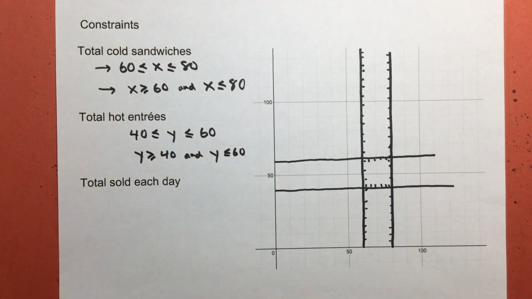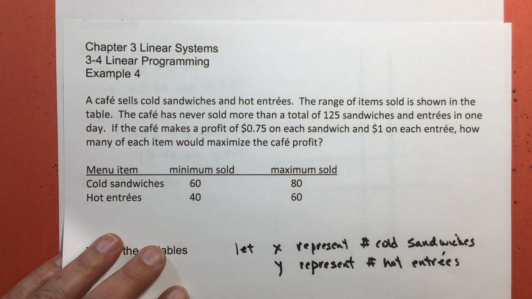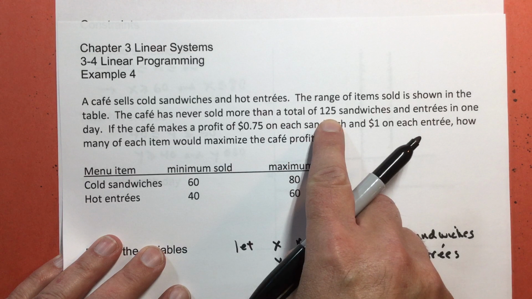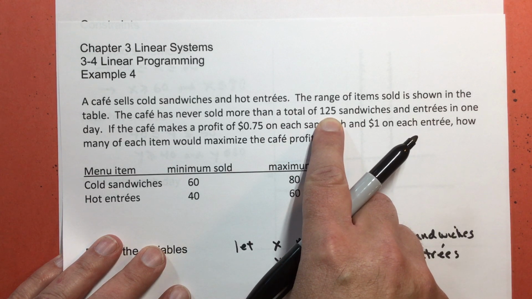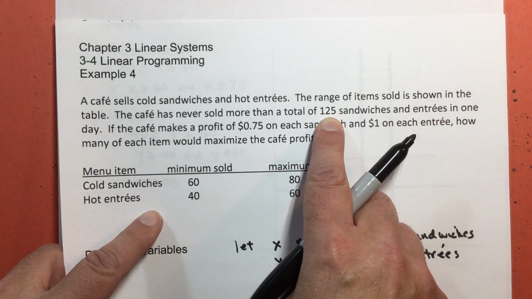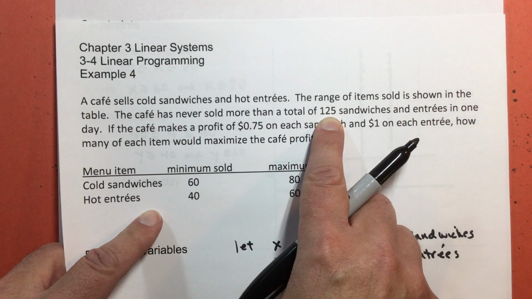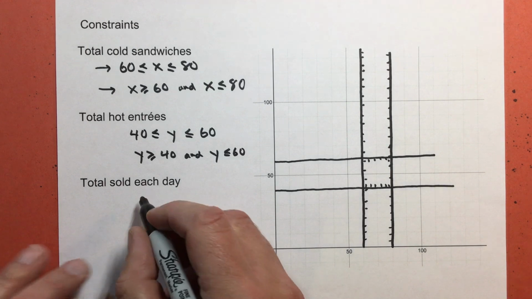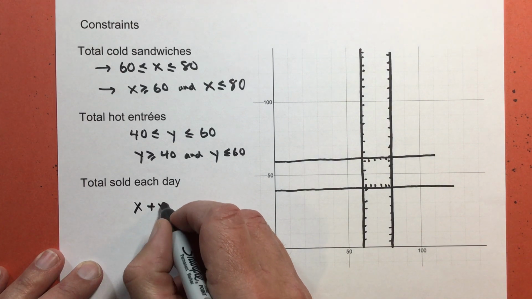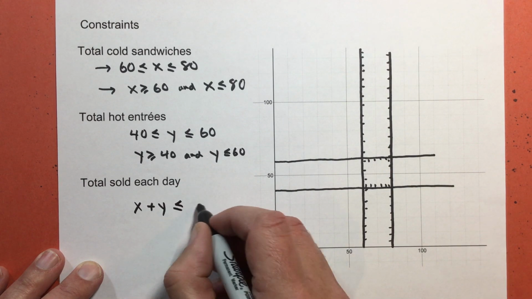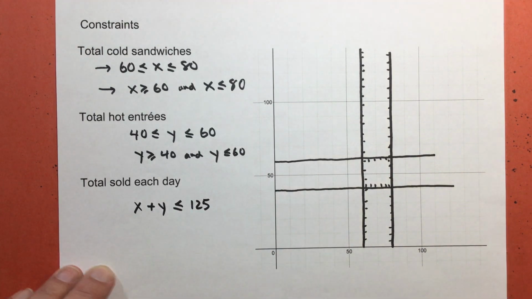Except we have one more constraint. It turns out that they've never sold more than a total of 125 sandwiches and entrees, which basically kind of means that's how many customers they've had. So my last one is x plus y is less than or equal to 125.